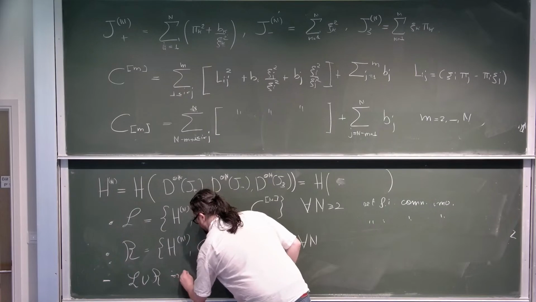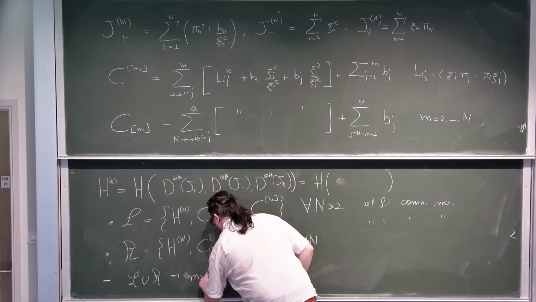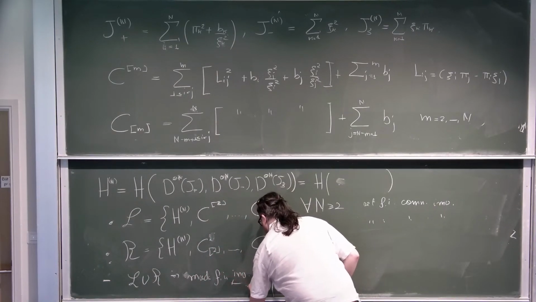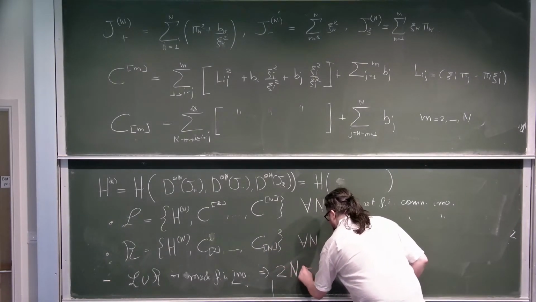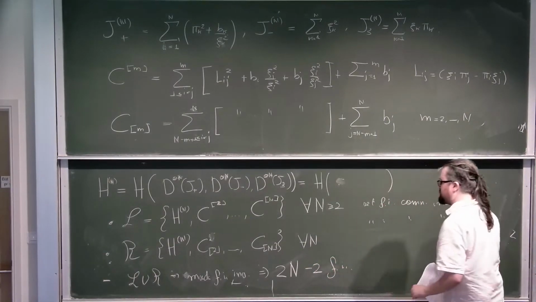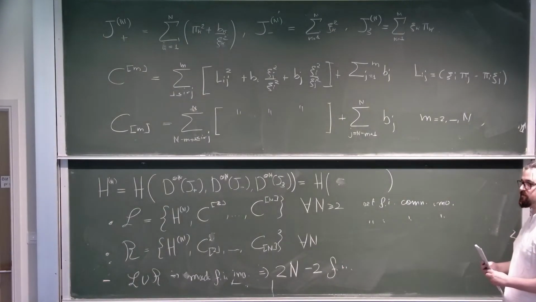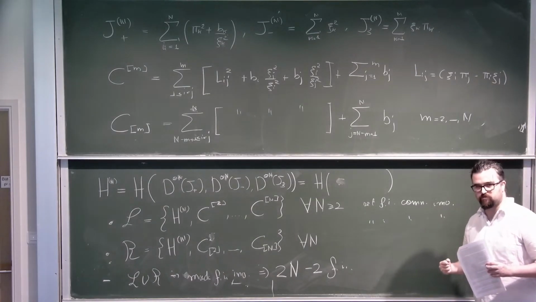is made of functionally independent invariants. So it means that I have 2n minus 2 functionally independent invariants. And in the theory of superintegrable systems, this is what you call a quasi-maximal superintegrable system, because if it were n minus 1, it would be maximally superintegrable.